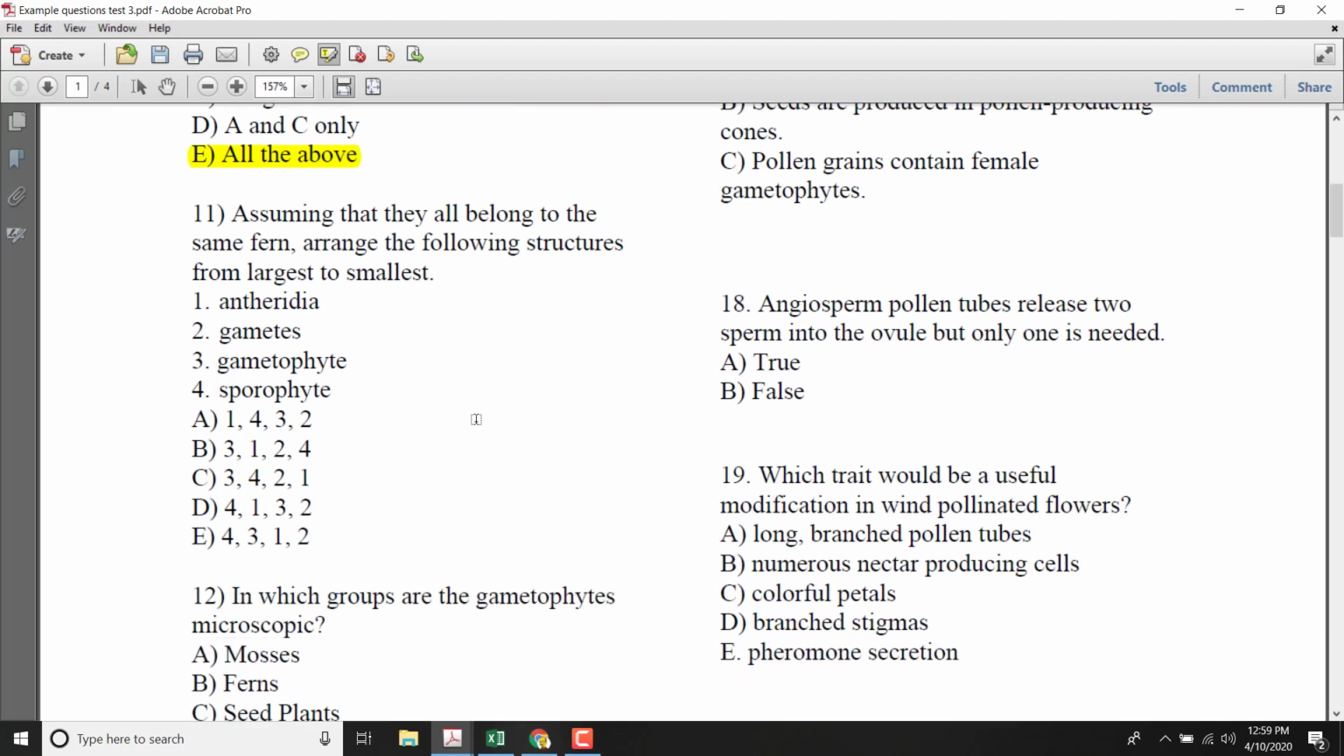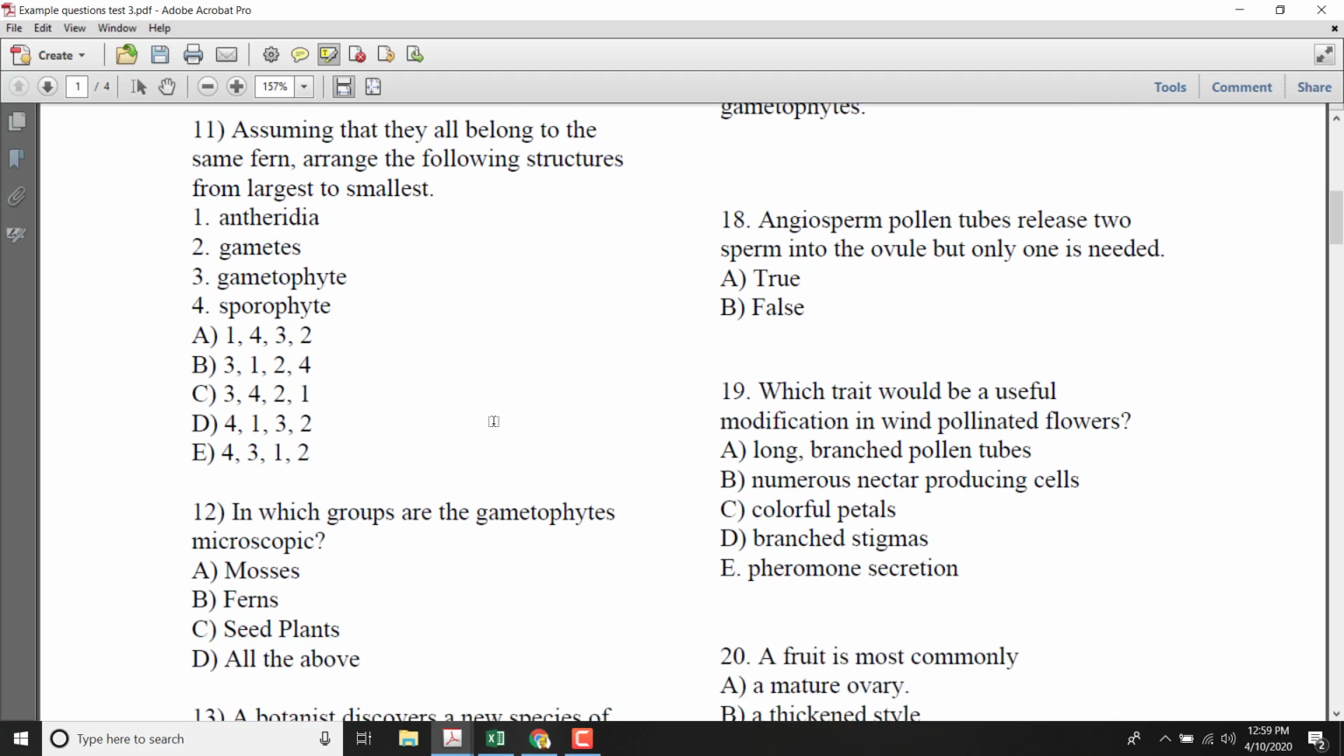All right. Assuming they all belong to the same fern, arrange the following structures from largest to smallest. So we have antheridia, gametes, gametophyte, sporophyte. Okay, so in ferns, gametophytes are the biggest. I'm sorry, sporophytes are the biggest. Gametophytes are the second biggest. Gametophytes have antheridia, and those antheridia make gametes. So the correct answer will be 4, 3, 1, 2. 4, 3, 1, 2, right there.